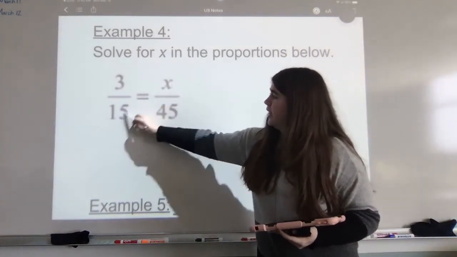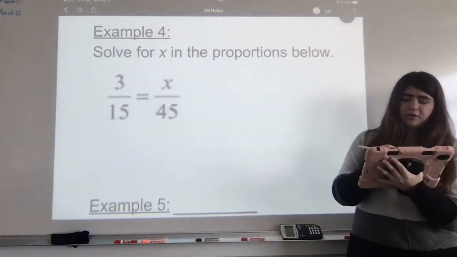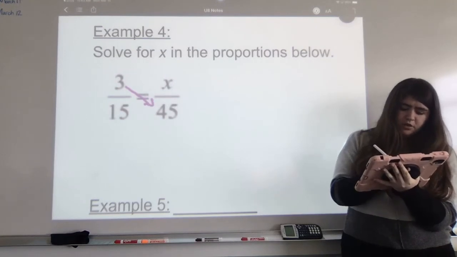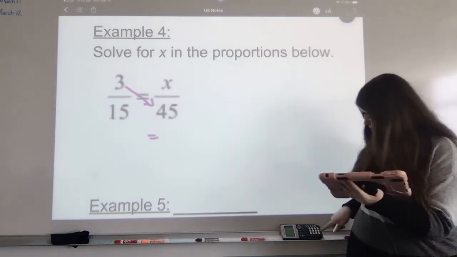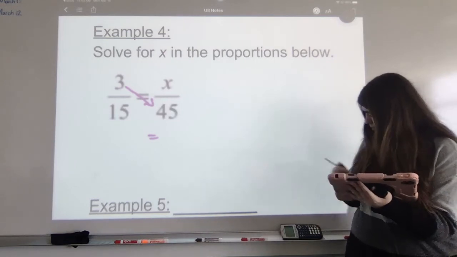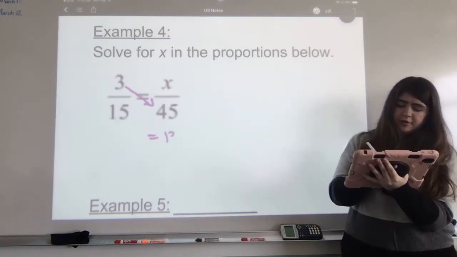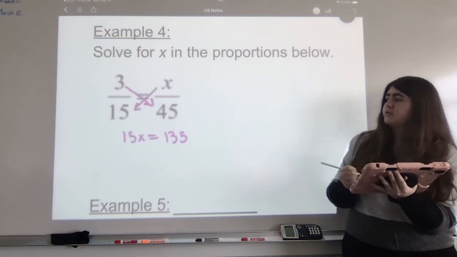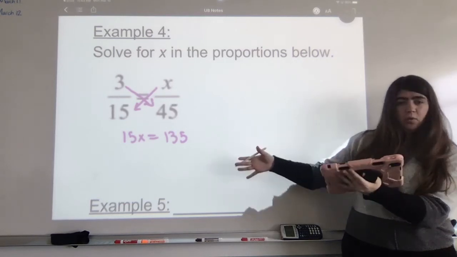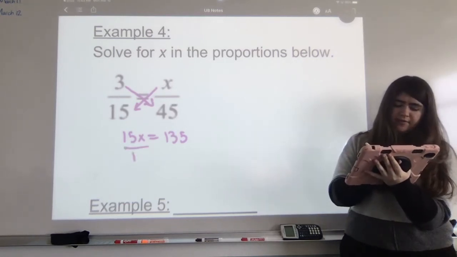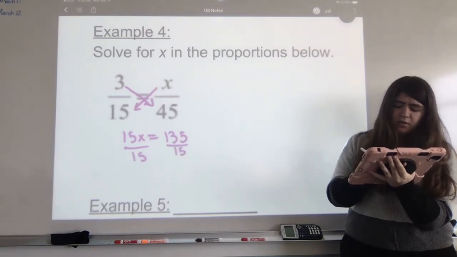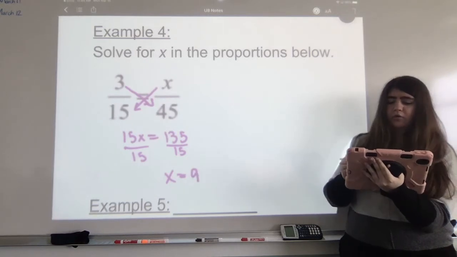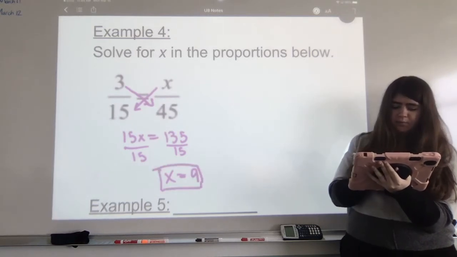So if I multiply across my fractions, so I have 3 times 45, which gives me 135, and x times 15, that leaves me with 15x. So now I know that I have an equation to solve for with x. So I'm going to divide out 15 from both sides, which leaves me with x is equal to 9. So x has to be 9 to make these proportions true.